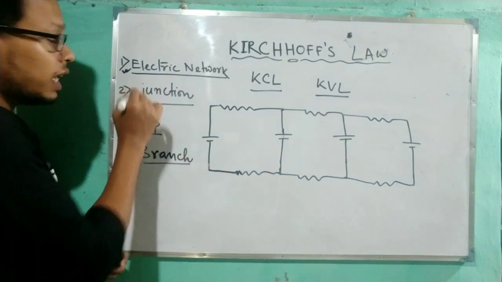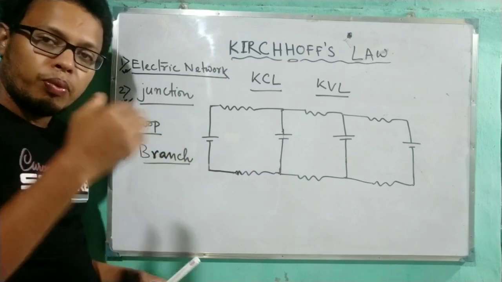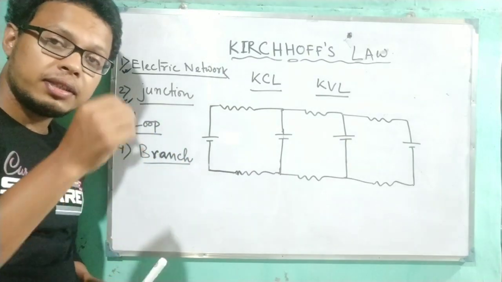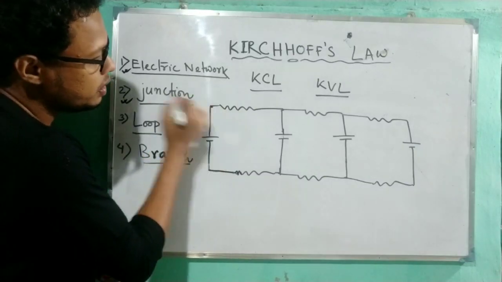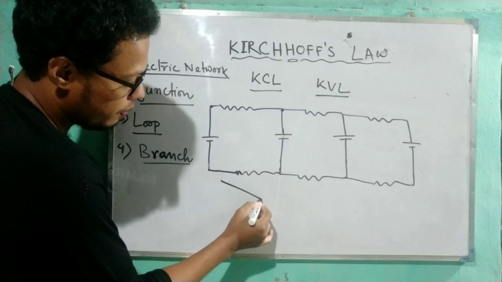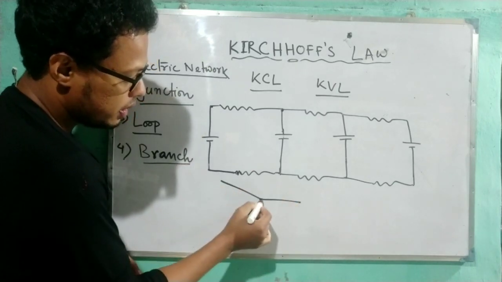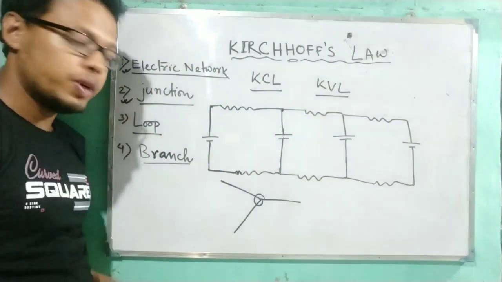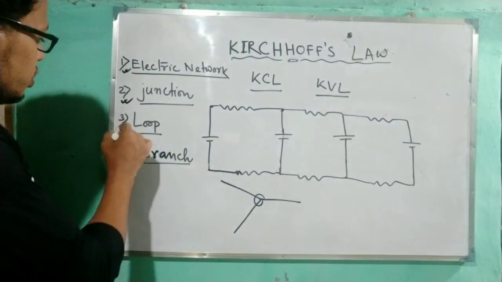Next is the junction. What is the junction? When two or more conductors meet, that is called a junction. Here this is also a junction, this is a junction, this is a junction, like that. Otherwise, if you take three conductors, suppose these are the conductors, then this is called the junction, where two or more conductors meet.